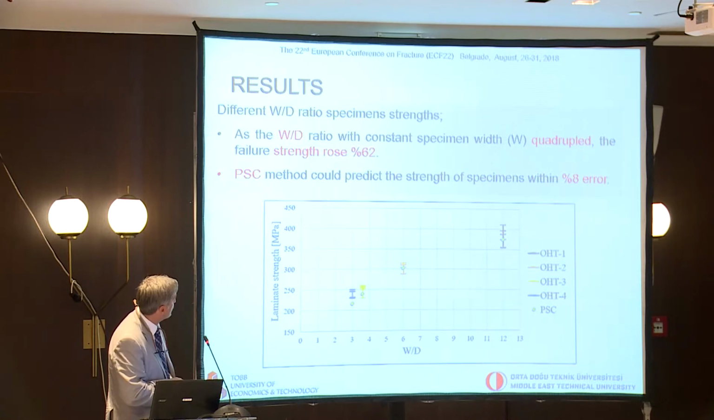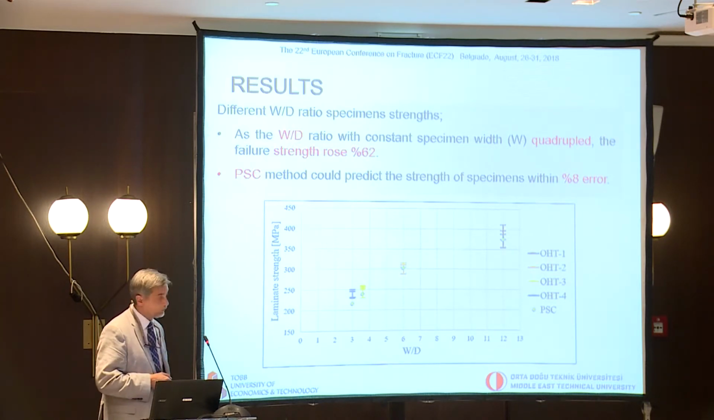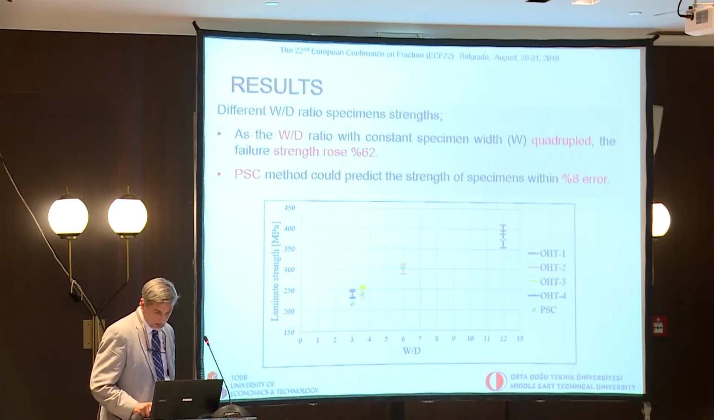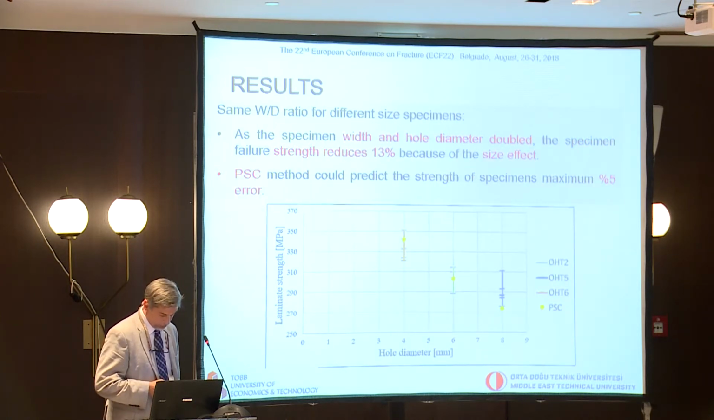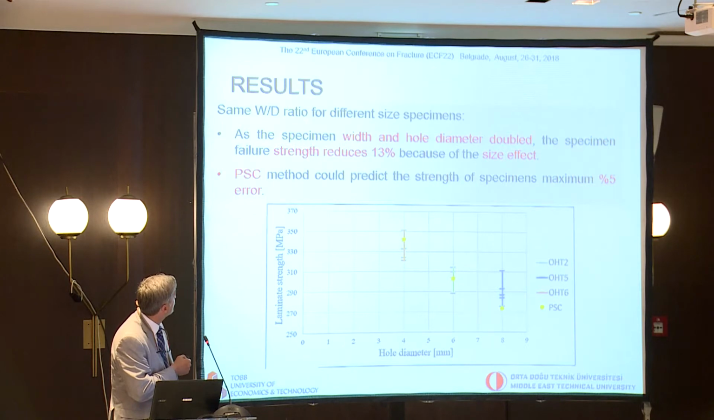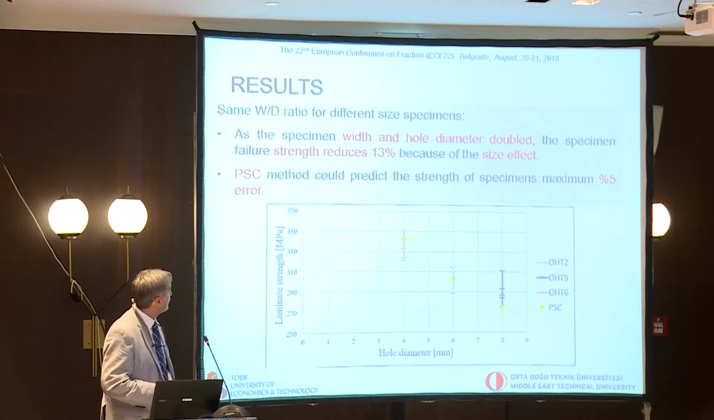When we quadrupled the ratio from 3 to 12, the failure strength rose 62%. The PSC method, also shown by the green dots, was very good actually, calculating the average laminate strength with the procedure I outlined before, with an 8% error. So this is very nice, this is very good. When we looked at the same W over D ratio for different specimen sizes, the strength decreases. When the specimen hole diameter doubled and we make a bigger specimen, the specimen failure strength dropped 13%. Again, the PSC method does a good job in predicting this with a 5% error.